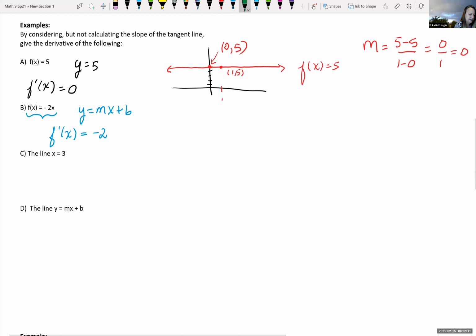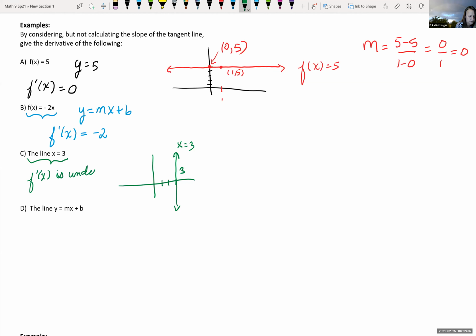If we're looking at the line x equals 3, well, that graph is a vertical line through 3. And vertical lines actually don't have a slope. The slope is undefined. So f prime of x is undefined.